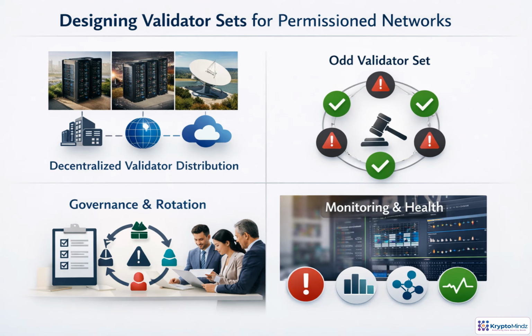Validator design is also a governance decision. In production, resilience comes from diversity across owners, regions, networks, and infrastructure providers. Size the validator set for the consensus protocol, often using an odd number to avoid inefficient or fragile voting patterns. Treat validator rotation as a controlled change with approvals, key handling, and rollback plans. Then monitor continuously for missed blocks, peer connectivity, uptime, and participation. A permission network is only as trustworthy as the validator set behind it.